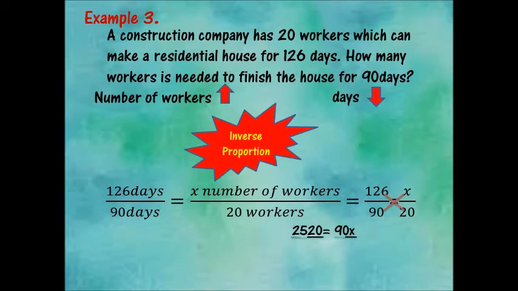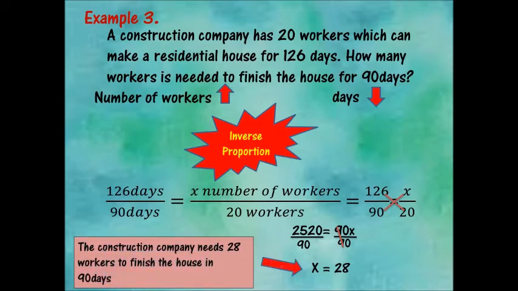Therefore, divide both sides natin ng 90. Ang mangyayari, mawawala na yung 90 sa ating right side. Yung matitira is x. Therefore, x is equal to 28. And that is the number of workers na kailangan para matapos ang isang residential house ng 90 days.